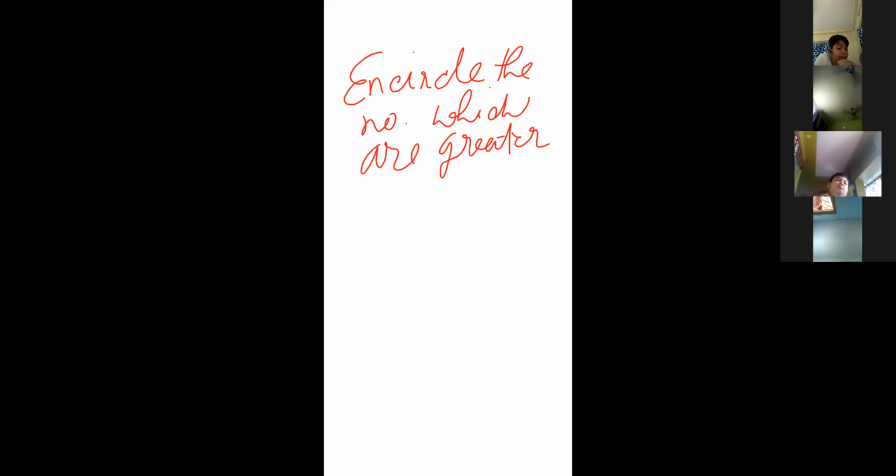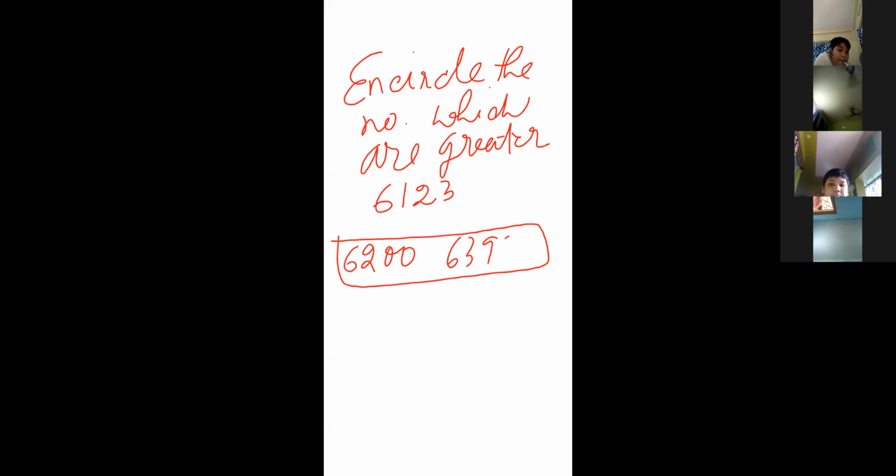No need to write. Then circle the numbers which are greater than, suppose, 6,123. Now some options are given. One is this one, another is this one, and the last one is 6023. Now look at this. Here two answers are greater than this, yes or no? We are getting two answers for the same question.